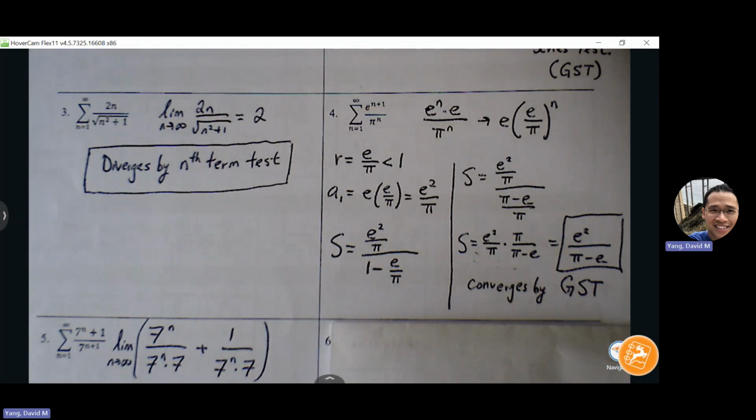For number 5, normally maybe that would be a good fit for geometric series, but that +1 is not in the exponent. It kind of throws things off a little bit. We can't quite rearrange it into a geometric series. So let's do nth term instead. If I split that up into 2 fractions and look at the limit individually, the first one will give me 1/7. The second one will give me 0. 1/7 plus 0 is still not 0. It'll still diverge by nth term.